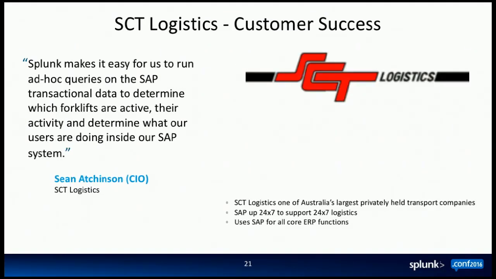SCT Logistics, they're one of the largest privately held refrigerated transport companies. They run a 24/7 SAP system. They actually use SAP for their cross-dock logistics. So they have a scanner on the forklift. When they drive up and pick up a pallet, it scans the forklift and sends the pickup information directly into SAP.